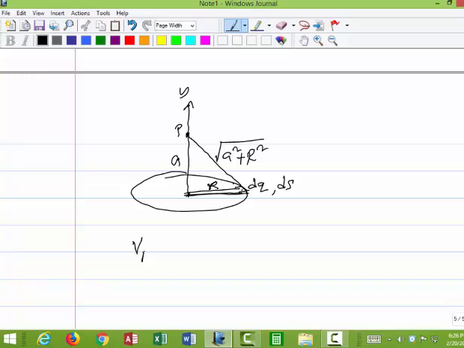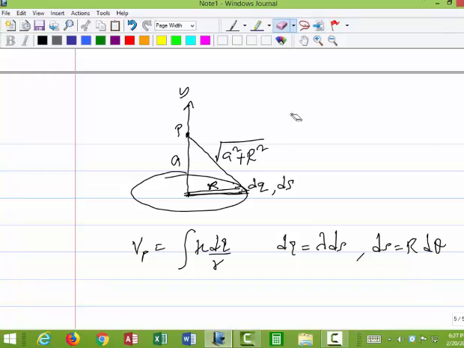So the potential at P is equal to the integral over the entire ring of K dq over R. And dq is equal to lambda ds, where ds is equal to R d theta, because that length ds is the small length of an arc of that circle.